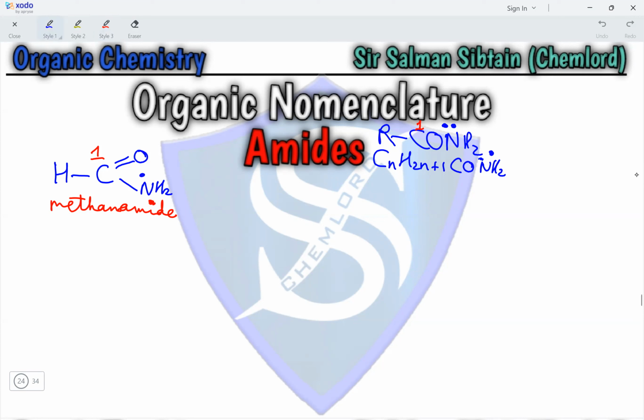The second amide would now have a CH3 group where the hydrogen was attached. So this would be CH3CONH2, and the name of this amide starting from the CONH2 carbon, having two carbon atoms, would be ethanamide.